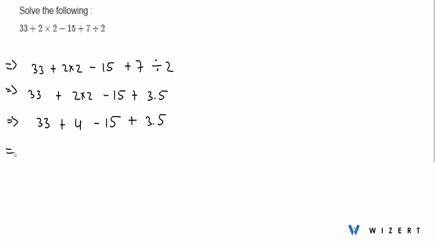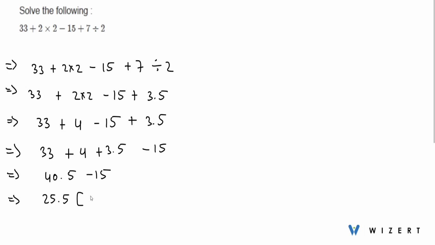After that, according to the priority order, we have to solve the additive operator. So 33 plus 4 plus 3.5 minus of 15. 33 plus 4 is 37, and 37 plus 3.5 is 40.5. So 40.5 minus 15 will give us 25.5. So 25.5 will be the required final answer of the given expression.